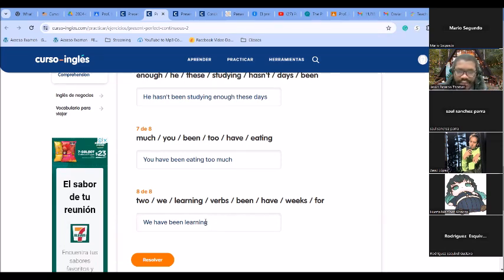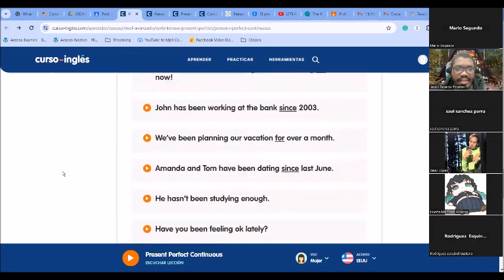Imagine verbs for 2 weeks or two verbs for weeks. Which one? Verbs for 2 weeks. Good. Right. So for tells you a range, and since tells you a very specific start point.